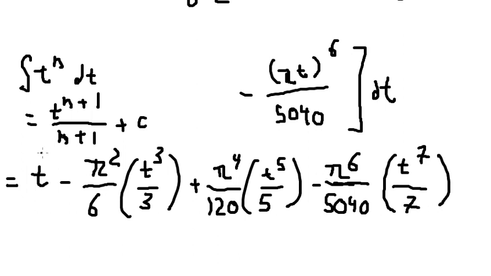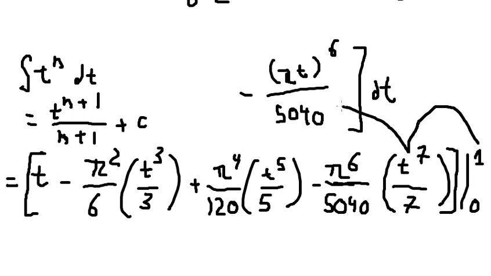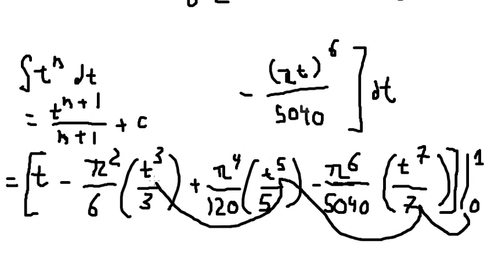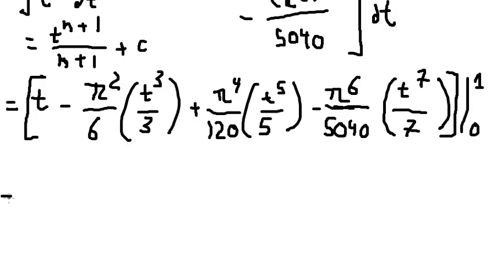And then we put the bounds from 0 to number 1. So we put number 1 here, number 0 here. So if we use the calculator in here, we have 0.58767 8 and 7 in here.